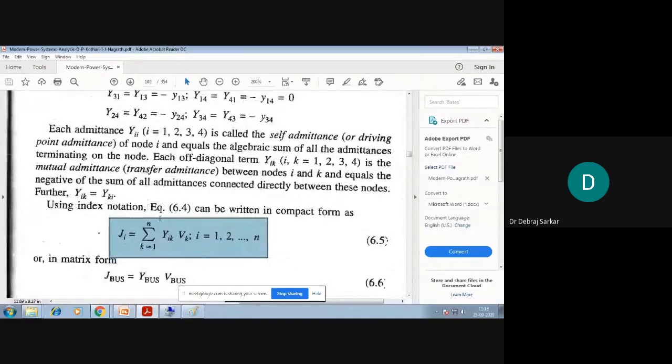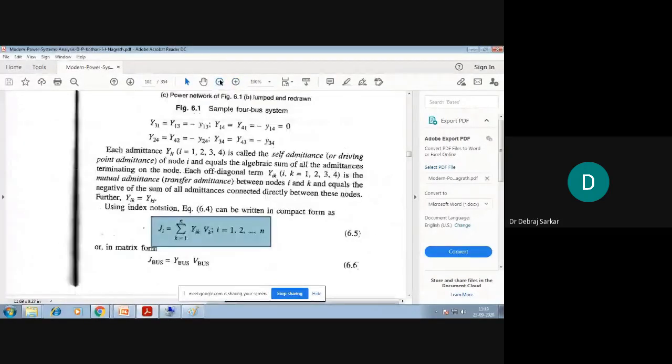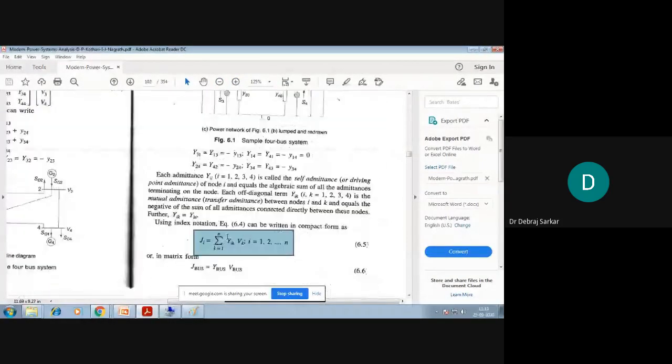So this is not that confusing. It is just a simple circuit you have done previously. It is not a great big thing. It is only written in a compact form.